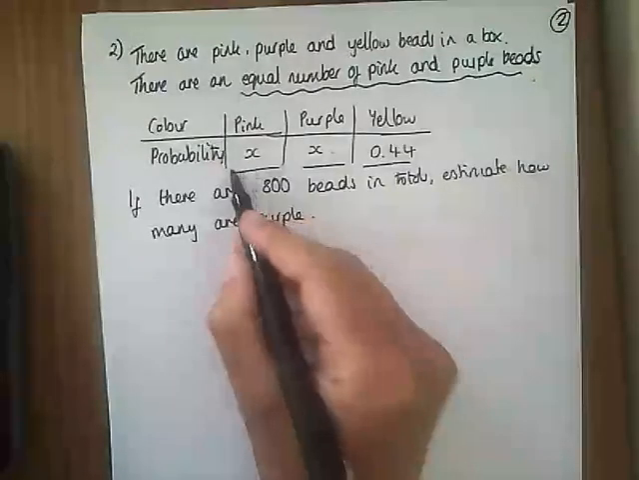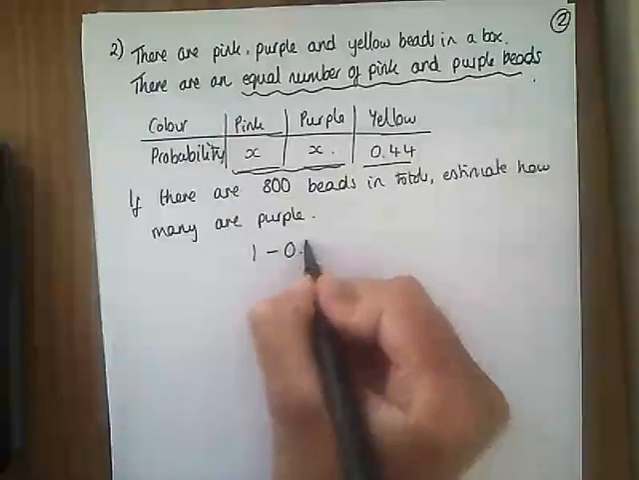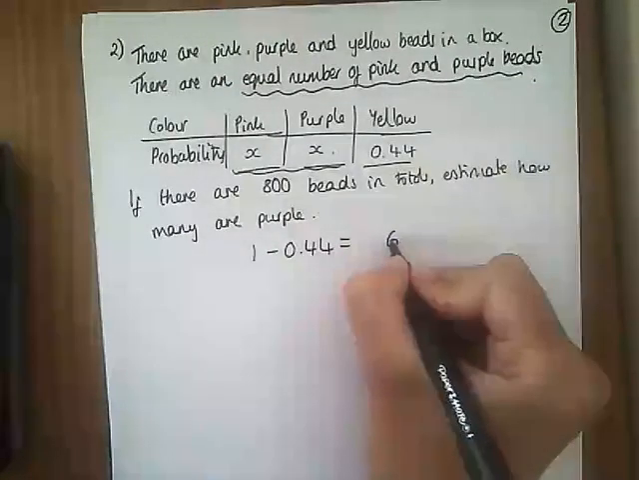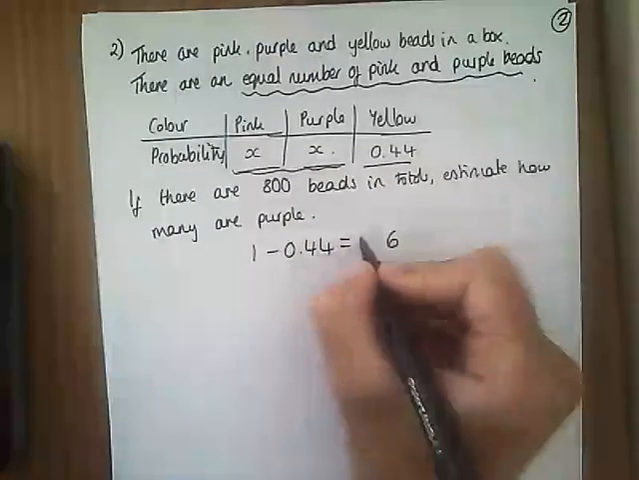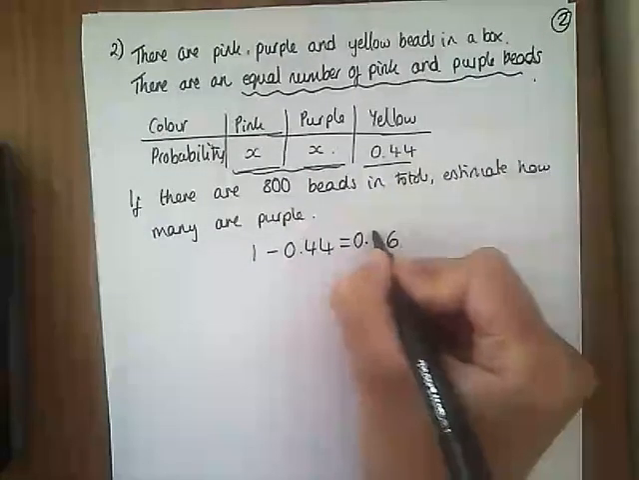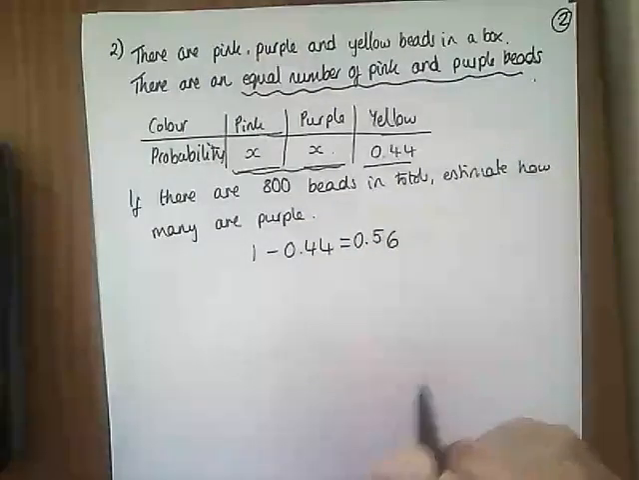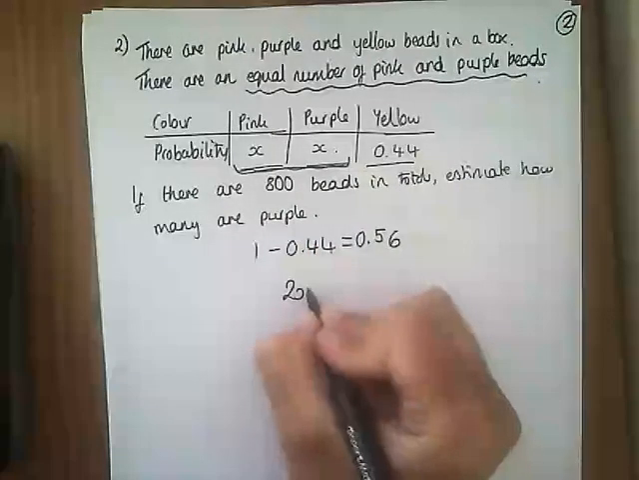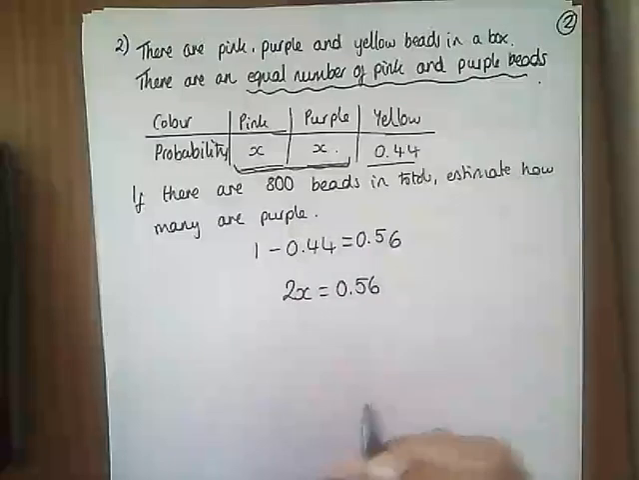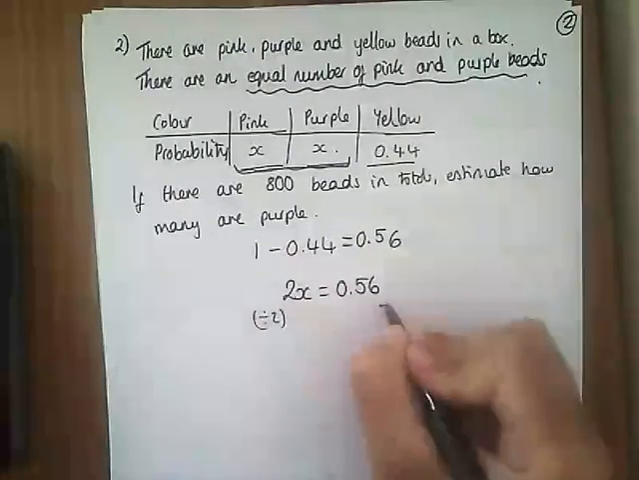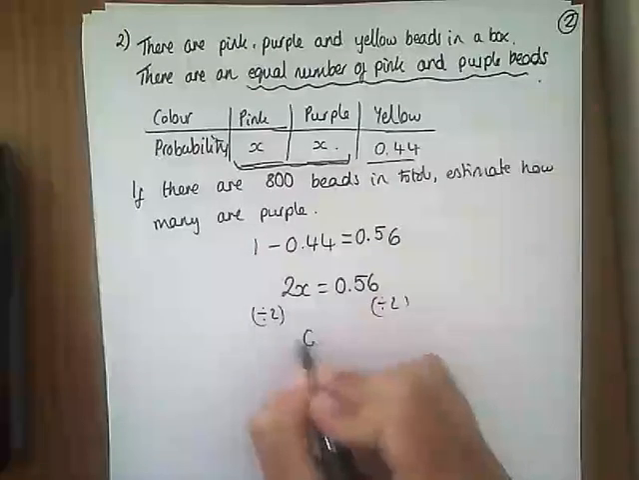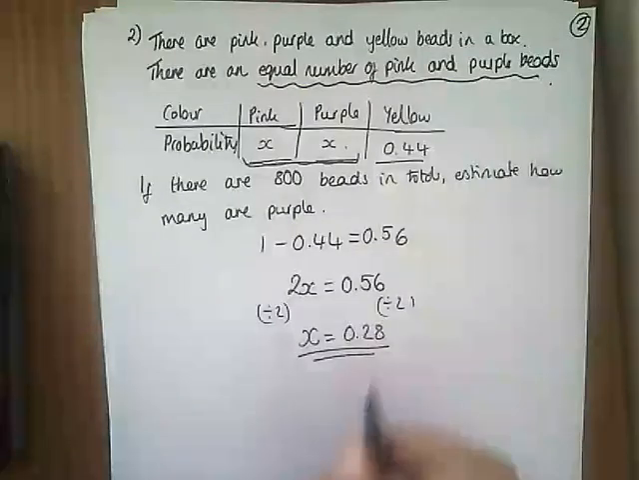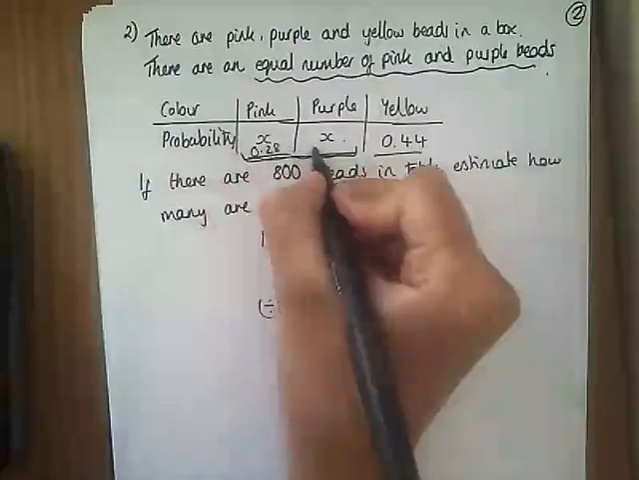So to find out these missing two, I'm going to do 1 take away 0.44, okay? Make sure you are showing your workings every single time. And when we do 1 take away 0.44, we get 0.56, okay? Now, what that means is both of these have to add to 0.56, so 2x is 0.56. How do I get x on its own? I divide by 2, or I'm sharing that equally between those two. So I halve 0.56, which is 0.28. Okay, so that means the probability they're pink is 0.28 and the probability they're purple is 0.28.